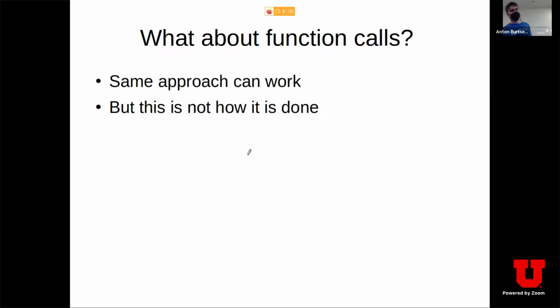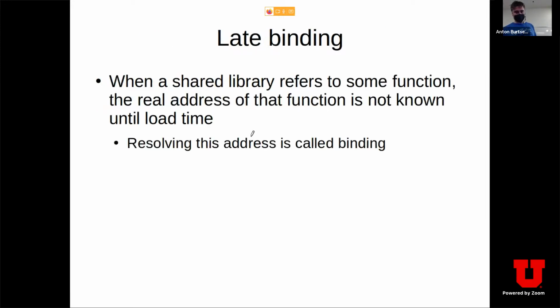So the same approach can work, right? But unfortunately, it's not done. What is done instead is called late binding. In most cases, you could do early binding, but it doesn't make sense in most cases. So when a shared library refers to some function, the real address of that function is not known, right? So resolving this address, similar to how we resolved the address of this global variable, is called binding, right?